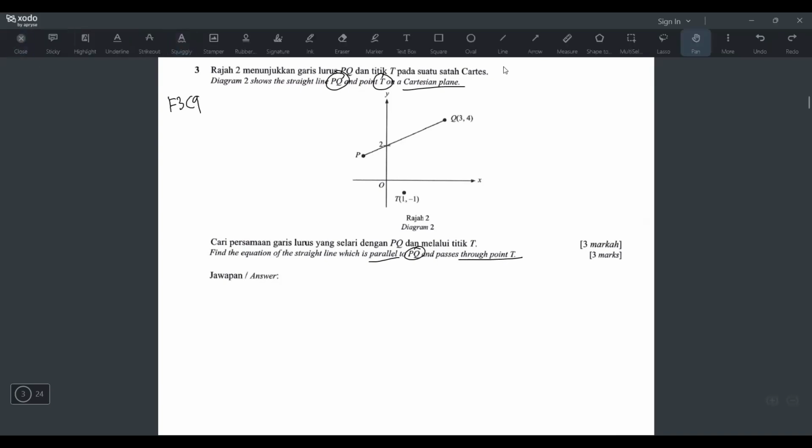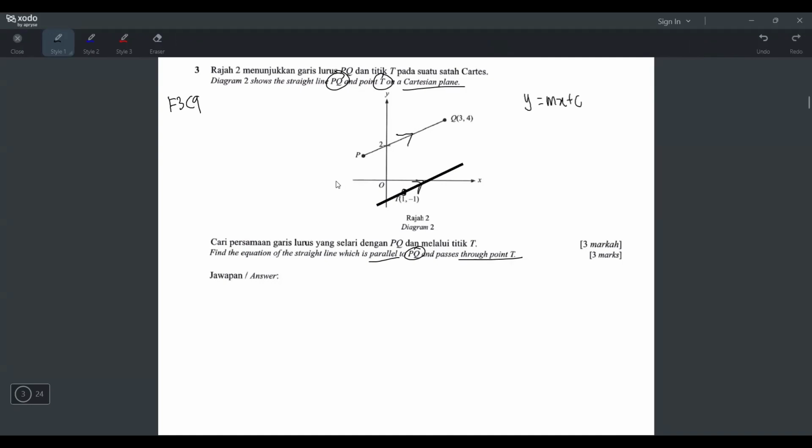So what I have to do now is find the equation of this line. So this line will be parallel to PQ, and it will pass through point T, right? Okay, so how do you find the equation of this line? You will do y equals mx plus c, because this is a slanted line. If it's a slanted line, the equation will look like this: y equals mx plus c.